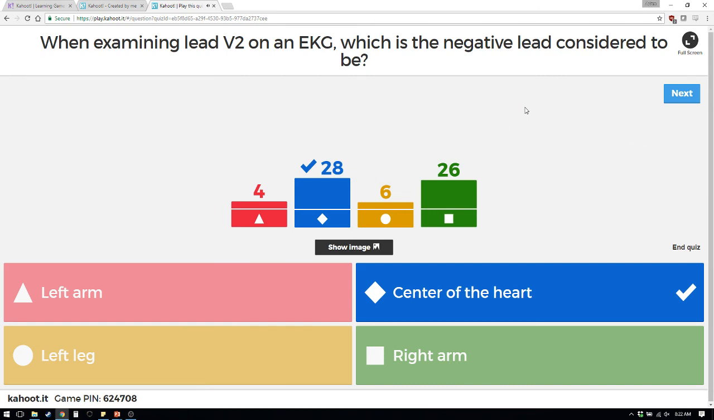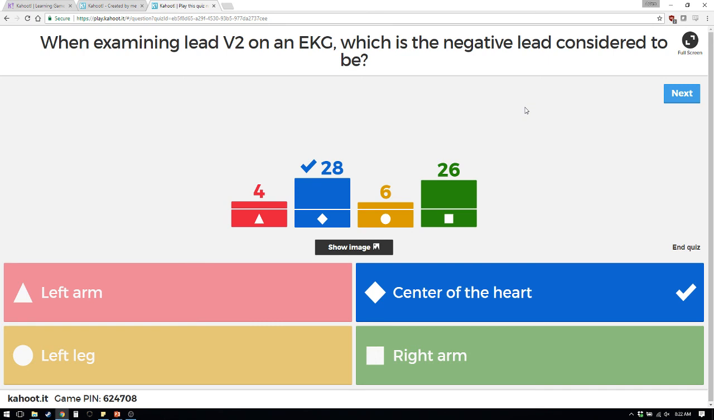Right, so this would be the center of the heart, right? So when looking at these leads, when you're looking at your precordial leads, they're going to be V1 through V6. Again, the machine is able to calculate where the center of the heart, where the negative would be. So when you're looking at it, it would be basically going from, say, V2 over here on the left side of the chest, going straight into looking into the heart.